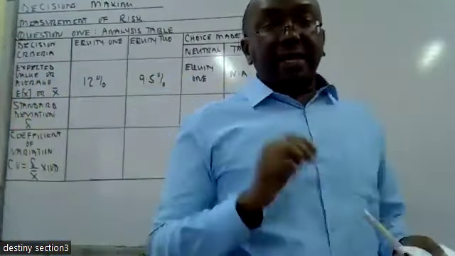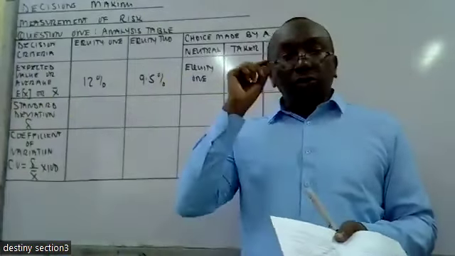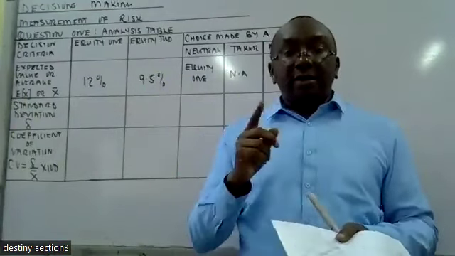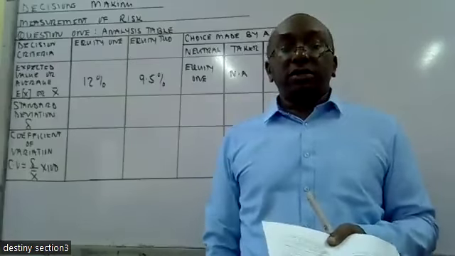Decision criteria is the characteristic that you look for to be able to say that this is the way or this is not the way. That's what we call decision criteria.